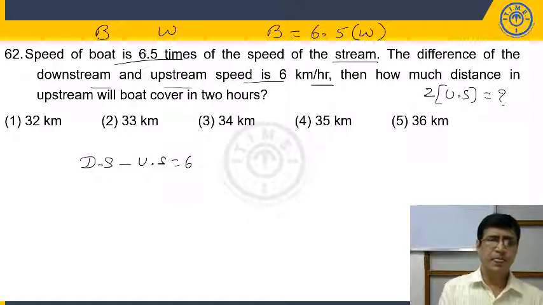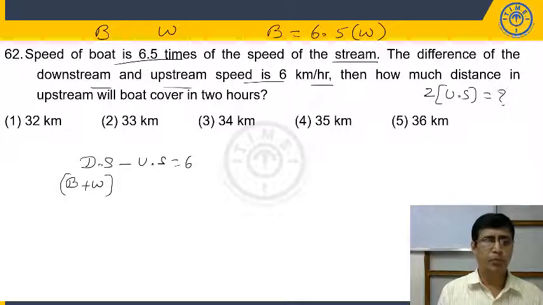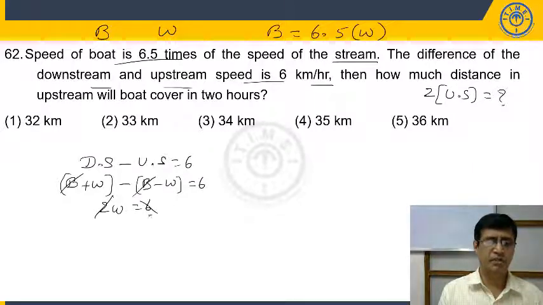Now simplify this. B is equal to 6.5 times W. Downstream is the sum of the speed of the boat and the speed of the stream. Upstream is equal to the speed of the boat minus the speed of the stream. Simplify this. We can cancel B here. W plus W is 2W. 2W is equal to 6. The value of W is 3.